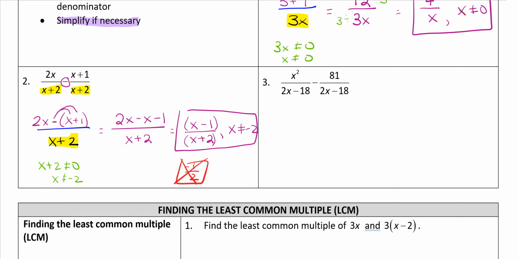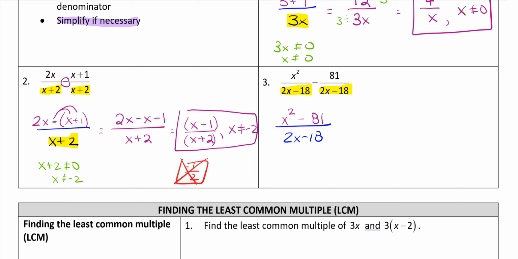All right, number 3. Again, looking at the denominators, 2x minus 18, 2x minus 18. So they are the same. So we're going to write down 2x minus 18. Our numerators, we're going to have x squared minus 81. Now notice this time I didn't put 81 in parentheses, and that's because there's only one term. If there's multiple terms, you must put the parentheses, but you could put them if you want to get into that habit. That's not a bad habit to get into.